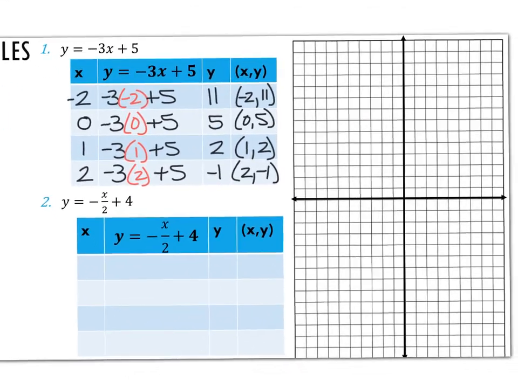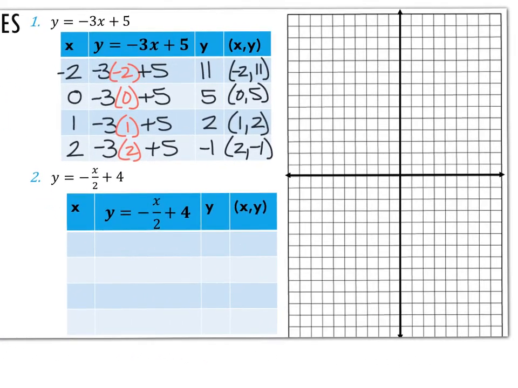So over on your graph, and I only gave you one graph for this, so you're welcome to put all 3 graphs on here. If you want to do it separate, you'll just need your own graph paper, and that's fine. Just write the number next to the problem that you're working on, and I'll show you what I mean. So I'm going to go 2 over 2 to the left, and then up 11. Make my first point, and then 0, 5. 1, 2, and 2, -1.